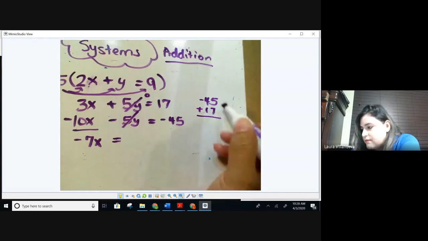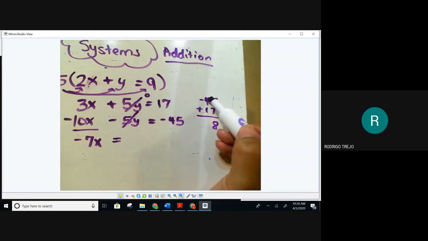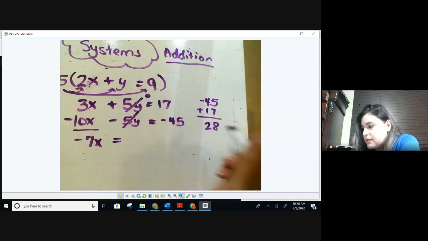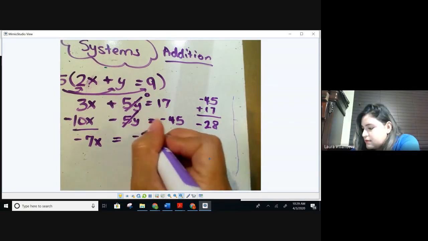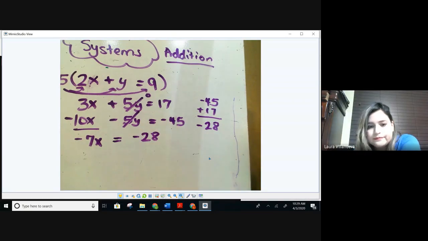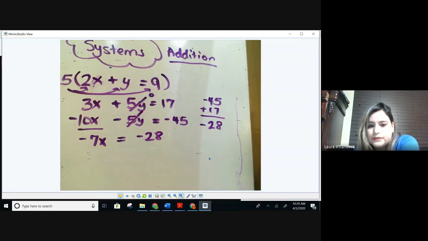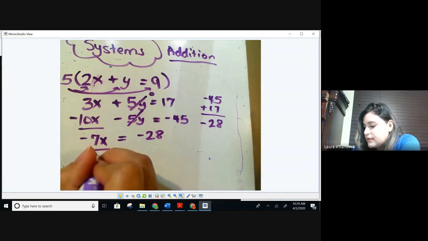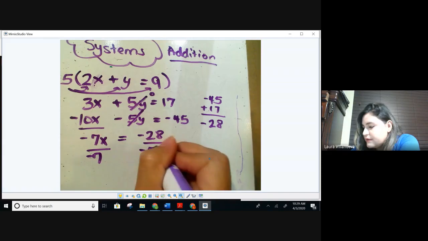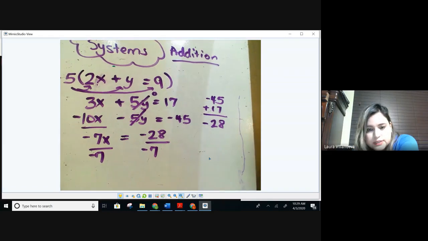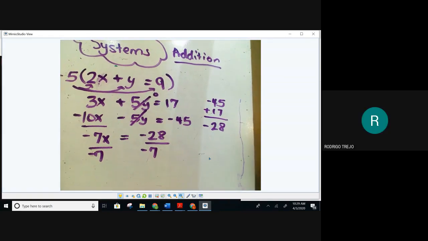¿Cuánto es? 15 minus 7, that's 8. 28. 3 minus 1 is 2. Negative 28. And then I'm going to divide by negative 7. Divide by negative 7. So then this is going to be 4.